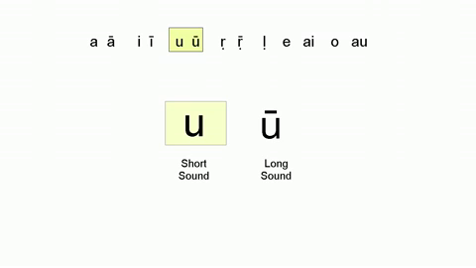The next pair of vowels are sounded U, U. Notice that the long vowel has the bar or the line over it. I'll say them one more time. U, U.